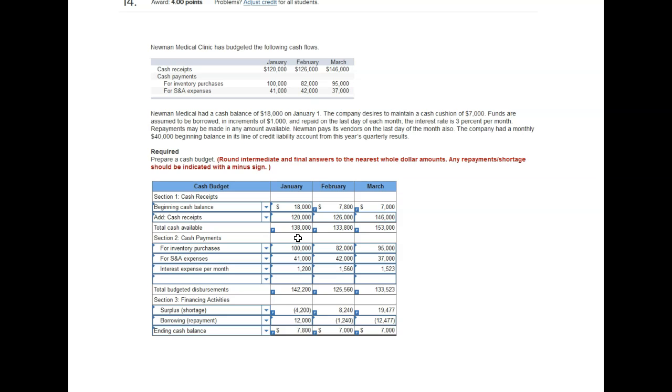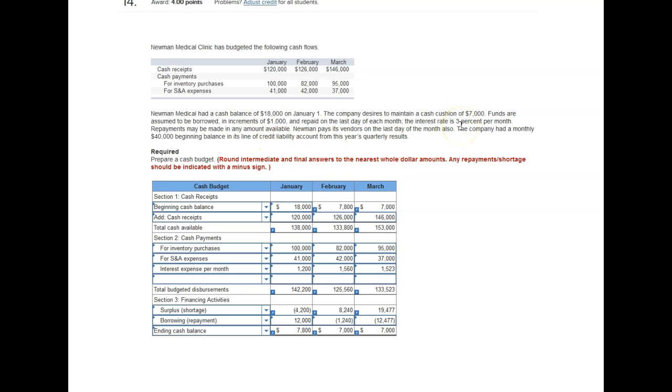Now let's look at the cash payments. For inventory purchases and the S&A expenses, they've done that for us. Drop these numbers down, $141,000. And then we have interest that we paid in January. So where'd the $1,200 come from? Let's go back up here. At the beginning of January, we had $40,000 in liability already. Already a bank loan of $40,000.